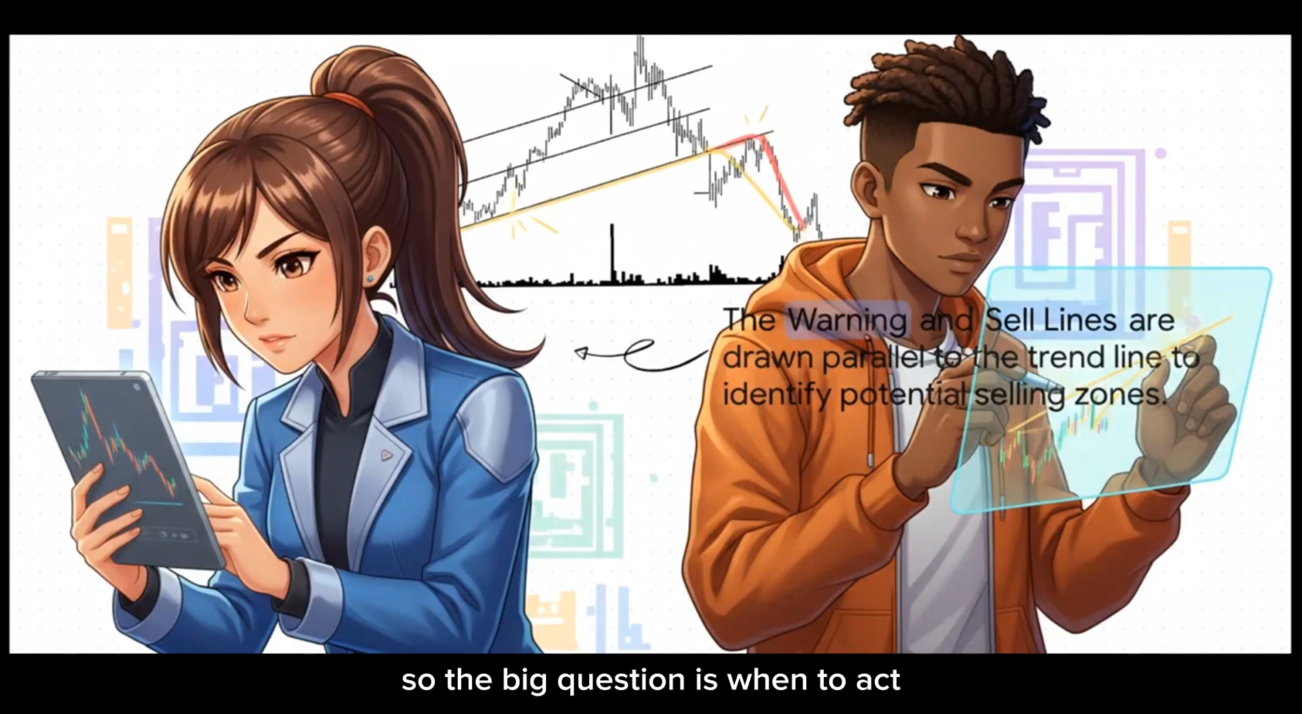So the big question is when to act. This is where we can use a couple of parallel lines to guide us. You draw a warning line that's one lead-in height above the trend. When the price crosses that, you're on high alert. The sell line is drawn 2 lead-in heights above. That's when your 2-to-1 rule is met and the pattern is officially confirmed.